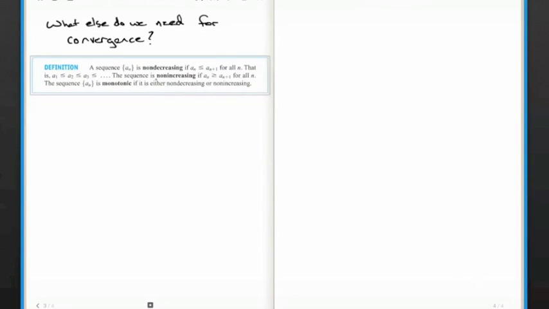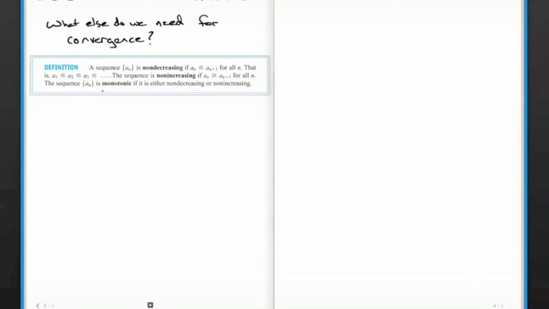A sequence a sub n is non-decreasing if a sub n is always less than a sub n plus 1. That's another way of saying it's non-decreasing if the next term is always bigger than the one before it for all n. That is, a sub 1 is less than a sub 2 is less than a sub 3, and so on. The sequence is non-increasing, right? That's the other way around, if a sub n is always greater than the next one. So the next term is always less than the first for all n.